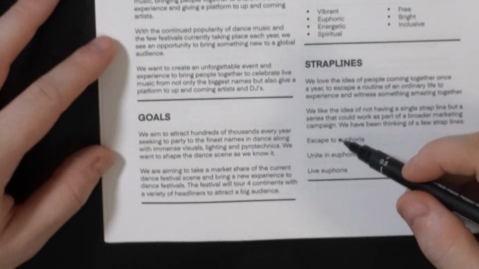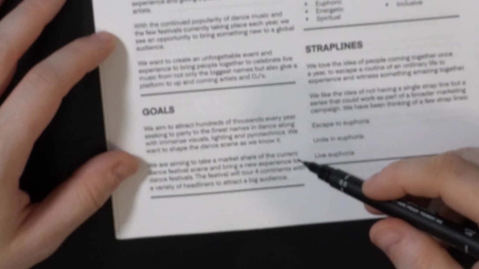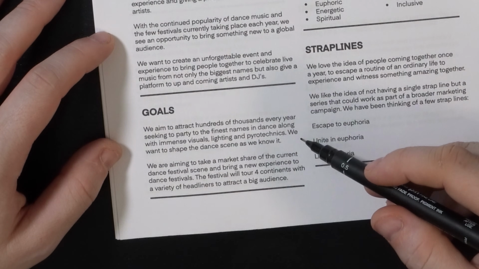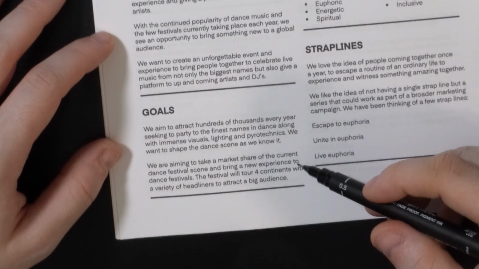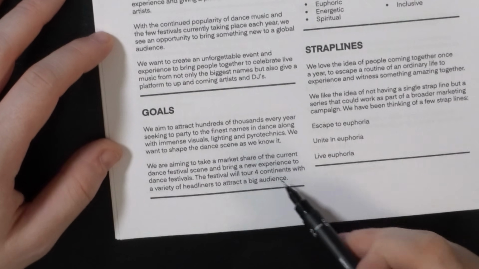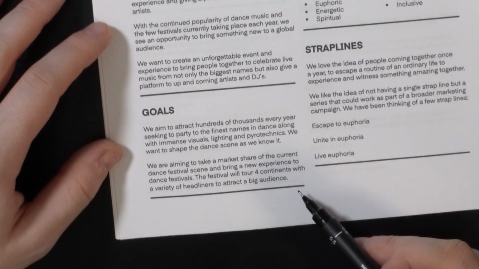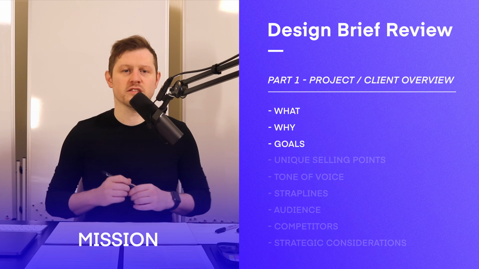Next we have Goals, which reads, we aim to attract tens of thousands every year, seeking to party to the finest names in dance, along with immense visuals, lighting and pyrotechnics. We want to shape the dance scene as we know it. We are aiming to take a market share of the current dance festival scene and bring a new experience to dance festivals. The festival will tour 4 continents with a variety of headliners to attract a big audience. So here we get a good understanding of the mission of the music festival.